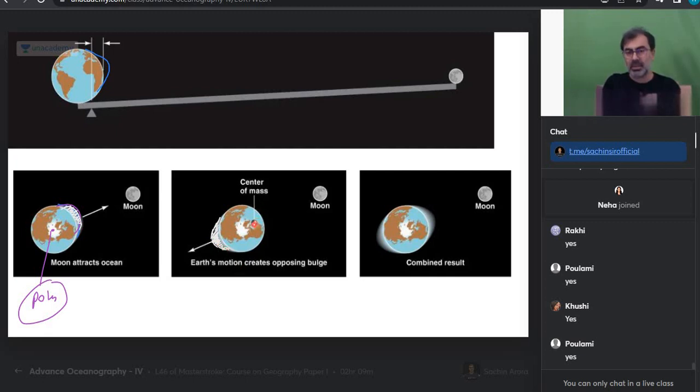There is the center of mass around which moon and Earth seem to be rotating. Center of mass. Okay? And because of that, there is a centrifugal force which causes the water to move away. As a result, two bulges are created. Two bulges are created.